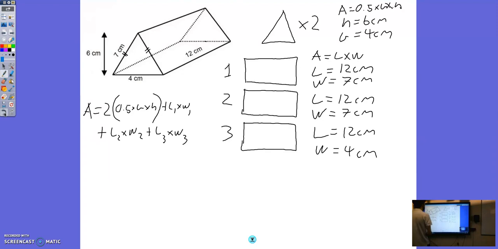It looks complicated to start. But if we follow it through by substituting in our values, it is very straightforward. That is 2 times 0.5 times our base, which is 4, times our height, which is 6. So times 4 times 6. Plus length 1 times width 1, 12 times 7. Plus length 2 times width 2, also 12 times 7. Plus length 3 times width 3, which is 12 times 4.